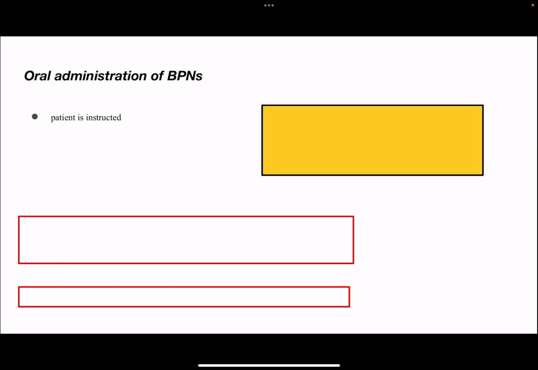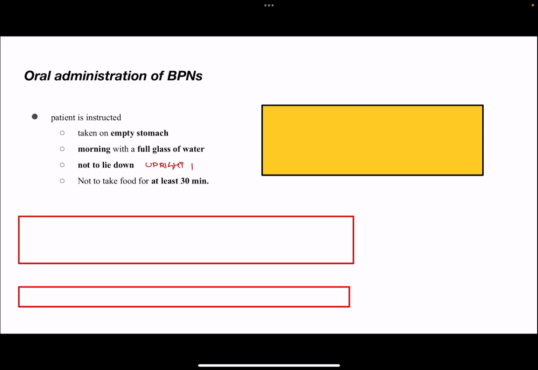What are the instructions you would like to give whenever the bisphosphonates are administered orally? You need to ask the patient to take the oral bisphosphonates on an empty stomach in the morning with a full glass of water, and he or she should not lie down. He or she should sit in an upright position for a minimum of 30 minutes, and they should not consume any food in that 30 minutes. So at least for 30 minutes, you should sit in upright position without having any food.